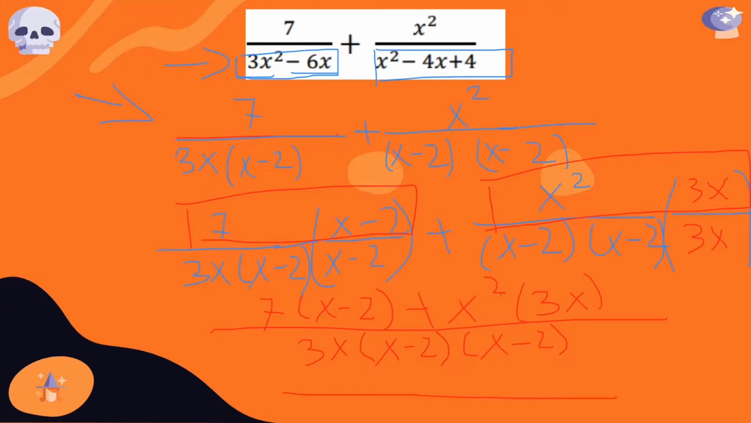And then what do you do next? You have to distribute. So 7 times x gives me 7x. 7 times negative 2 gives me negative 14. Plus 3x times x squared actually gives you what? 3 times what? X cubed? Mm-hmm. Because if you are multiplying two variables that have the same base, you keep the base and you add the exponents. So then you write down your denominator. And this thing cannot be simplified anymore. So this is your answer.